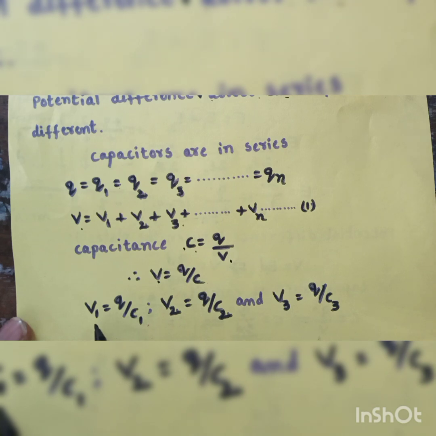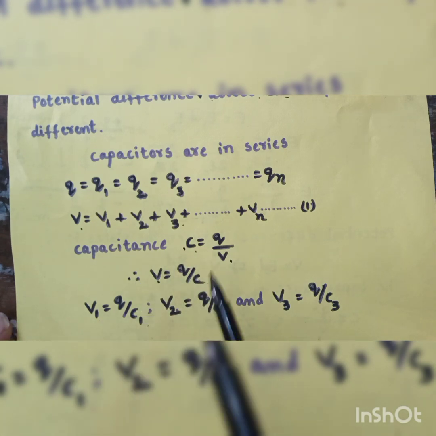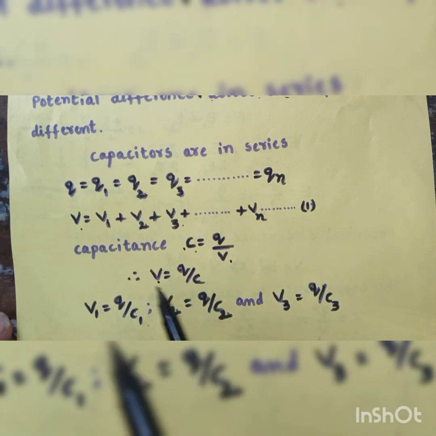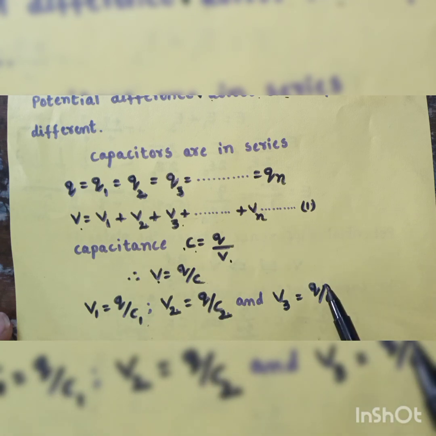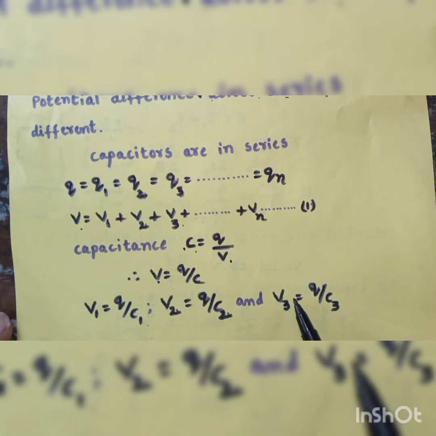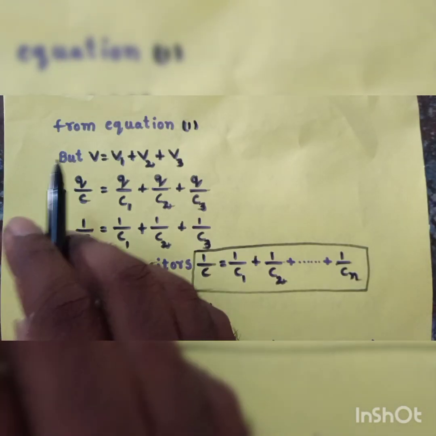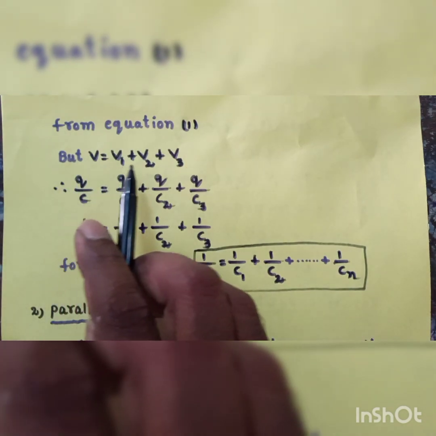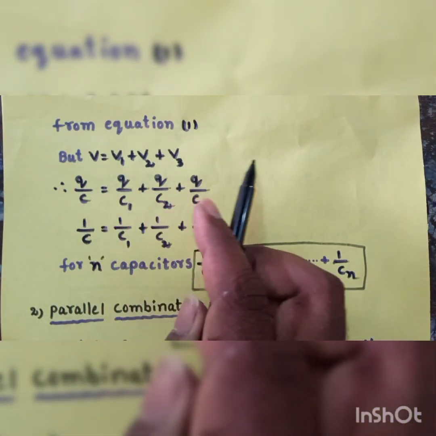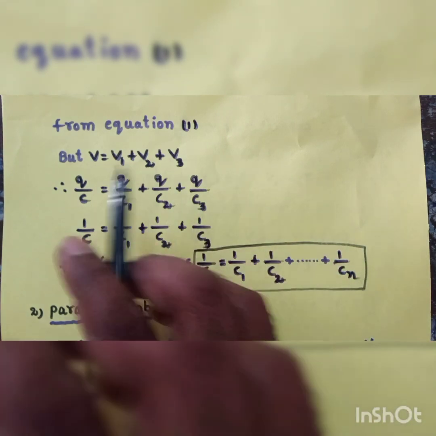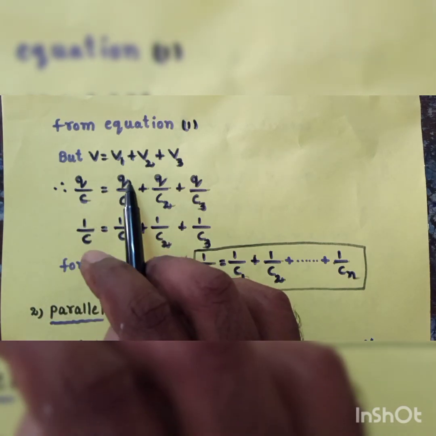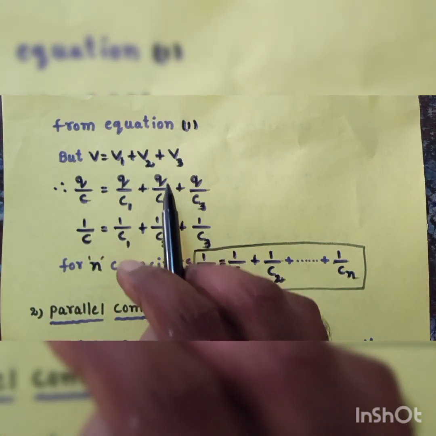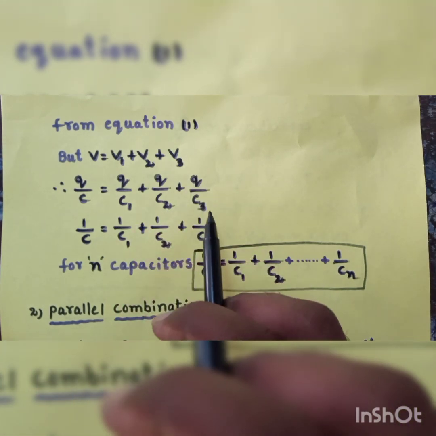Now V1, the potential difference of the first capacitor, by use of this formula: V1 is Q by C1, V2 is Q by C2, V3 is Q by C3. Here the charge is the same but what is different? The potential difference across each capacitor is different. From equation 1, V is equal to V1 plus V2 plus V3 and so on plus Vn. This is equation 1. Substitute the V values. What is the V value? Q by C. V1 value is Q by C1, V2 value is Q by C2, V3 value is Q by C3.